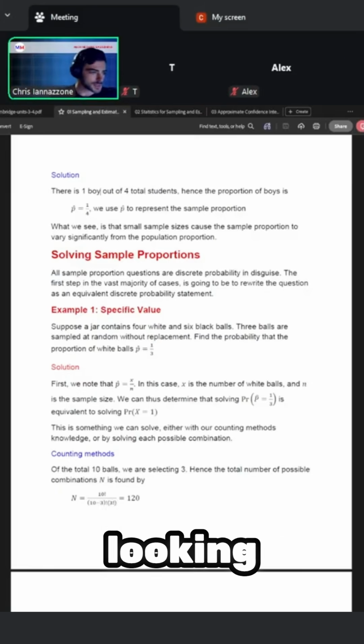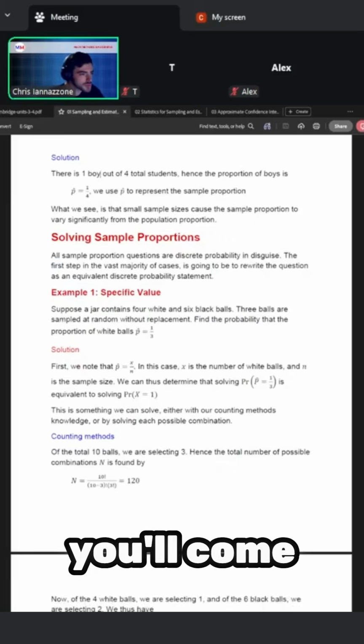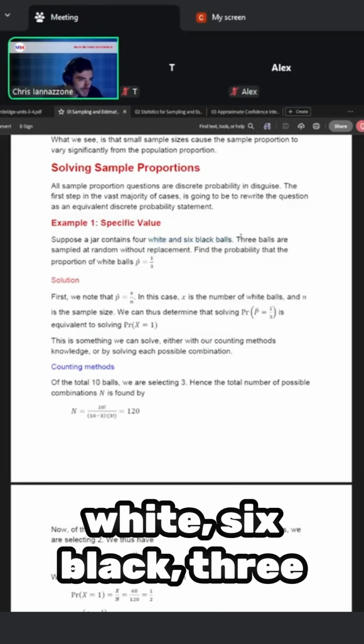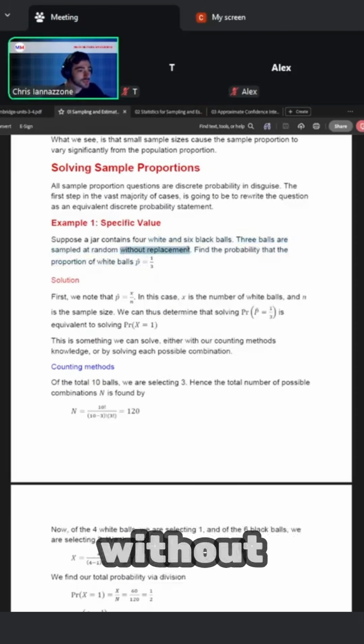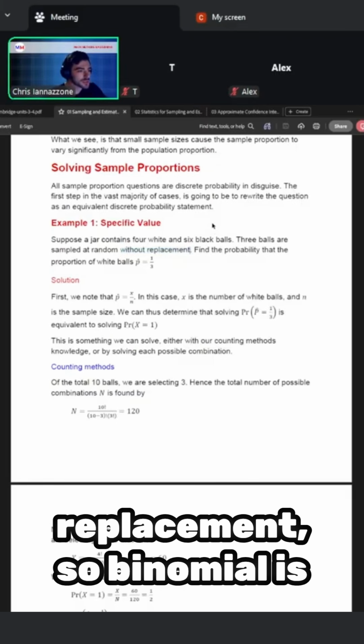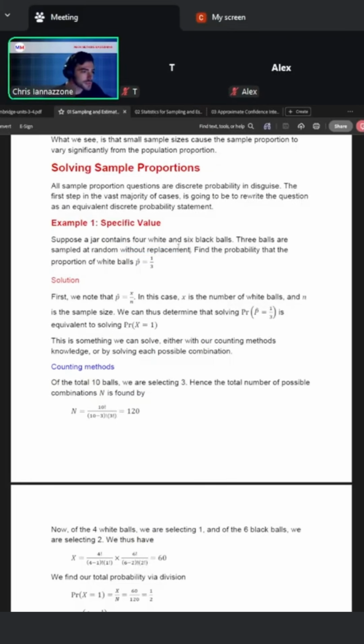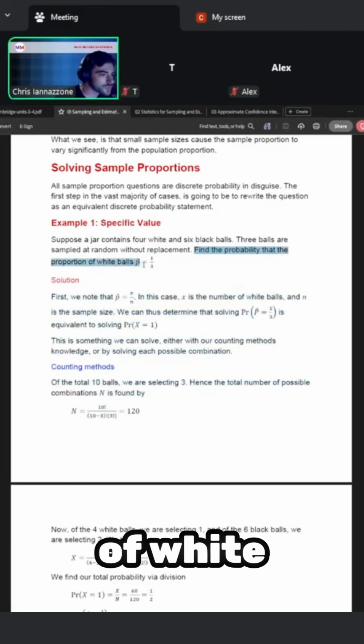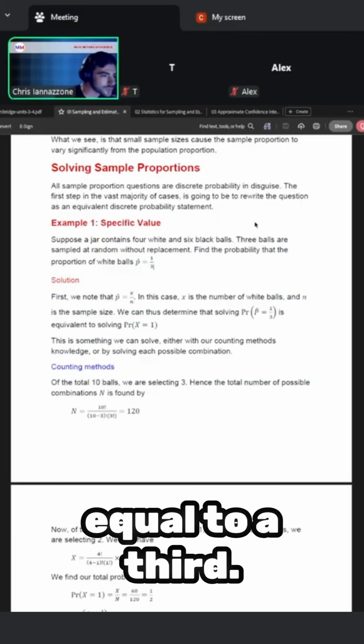Okay, let's start looking at some of the typical questions you'll come across. A jar contains 4 white, 6 black. 3 balls are sampled at random, this time without replacement, so binomial is not going to be applicable here. Binomial would require with replacement. Find the probability that the proportion of white balls p hat is equal to a third.